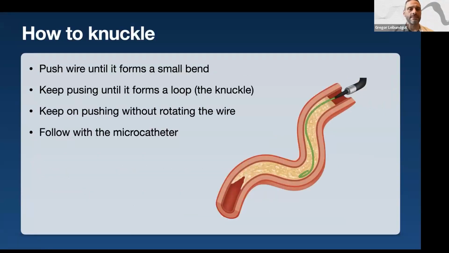How to knuckle again? Four simple steps. You push your wire, your polymeric jacket wire, until it hits some tissue and it forms a bend, and then you just keep on pushing. It's a little bit counterintuitive against whatever you do else in your cath lab, but just trust the knuckle, keep pushing, it buckles, it forms that loop, and then remember, keep pushing and no rotation, and then at one point your knuckle will move and you can follow with the microcatheter.